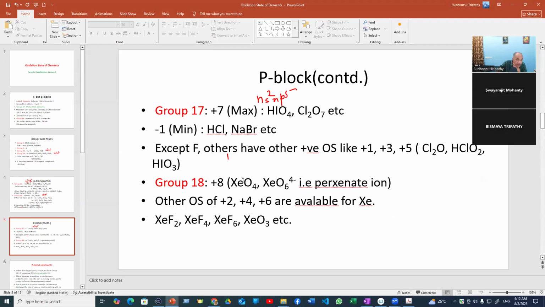Group 18 I was saying, plus 8 is maximum, perxenate ion or xenon tetroxide. Perxenate ion is XeO6 4 minus. You can calculate xenon has oxidation state of plus 8. Other intermediate states can be plus 2, plus 4, plus 6, and max is plus 8. Minimum is 0. You don't write 0 because 0 means in uncombined state it is 0. So we have not written them.